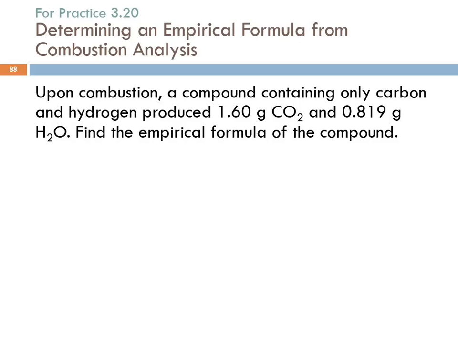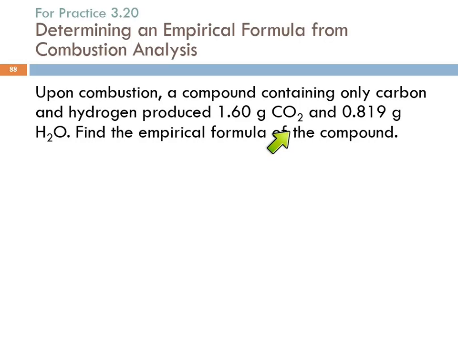So upon combustion, a compound containing only carbon and hydrogen, this did not have any oxygen in it to start with, produced 1.6 grams of carbon dioxide and 0.819 grams of water. Find the empirical formula. What do we need first to find an empirical formula? We need the masses of the elements, right? We don't have that yet.